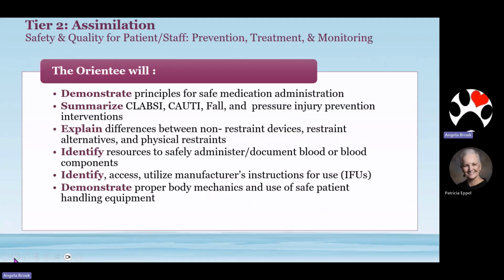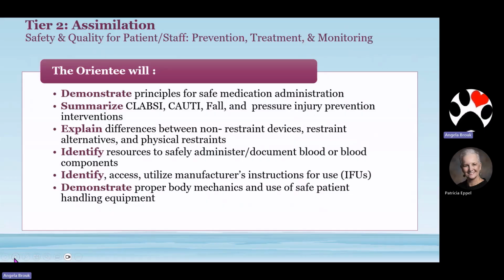So the examples here are: demonstrate principles for safe medication administration, summarize CLABSI, CAUTI, fall, pressure injury prevention interventions, explain the differences between non-restraint devices, restraint alternatives, and physical restraints, identify resources to safely administer and document blood or blood components. Notice that doesn't say that they're actually administering blood, because that's not a competency for every single inpatient area. So we just want to make sure they can identify their resources, and there's other statements to match that.